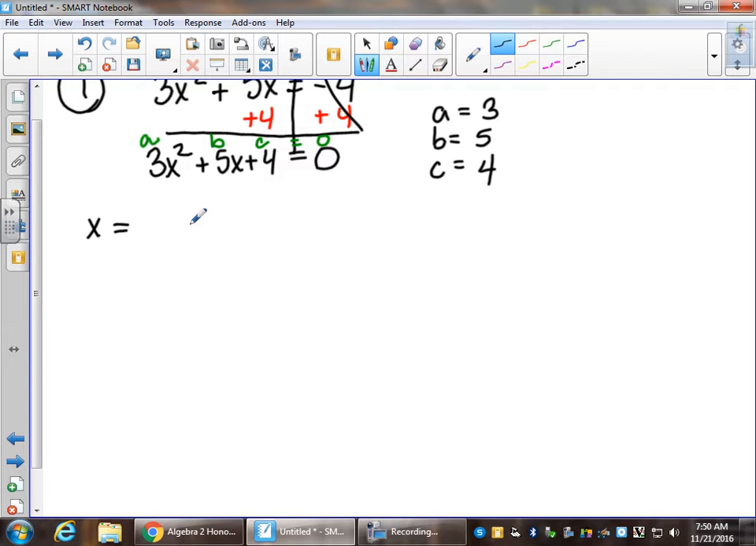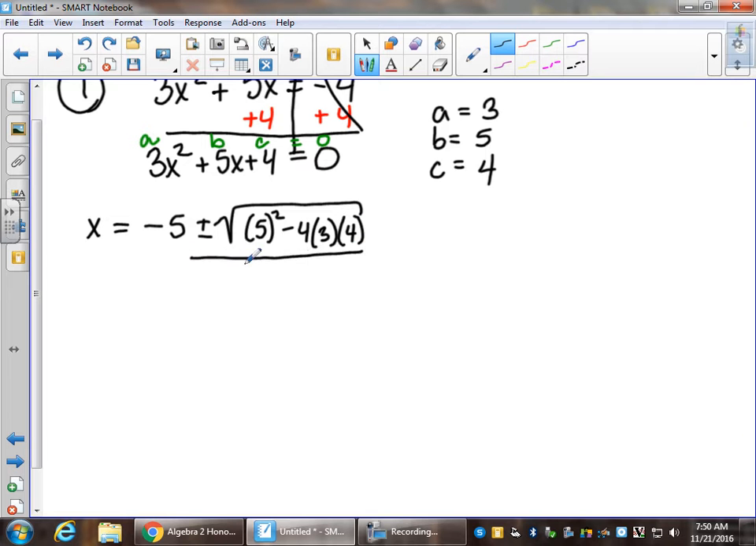X equals negative b plus or minus the square root of b squared minus 4ac all over 2a. Once we have this set up, we need to be careful with all of our evaluating, because that's all that's left, is using our Algebra 1 skills.